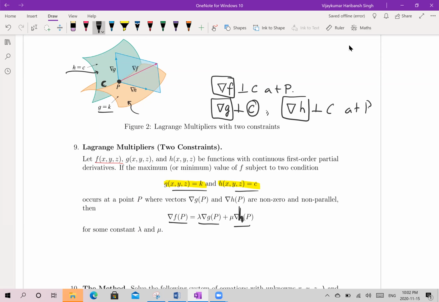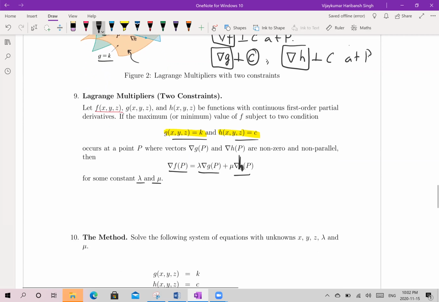That means grad F is a linear combination of these. So in this case, we have grad F evaluated at P is lambda grad G plus mu grad H, where lambda and mu are some constants. These are also again called Lagrange multipliers.